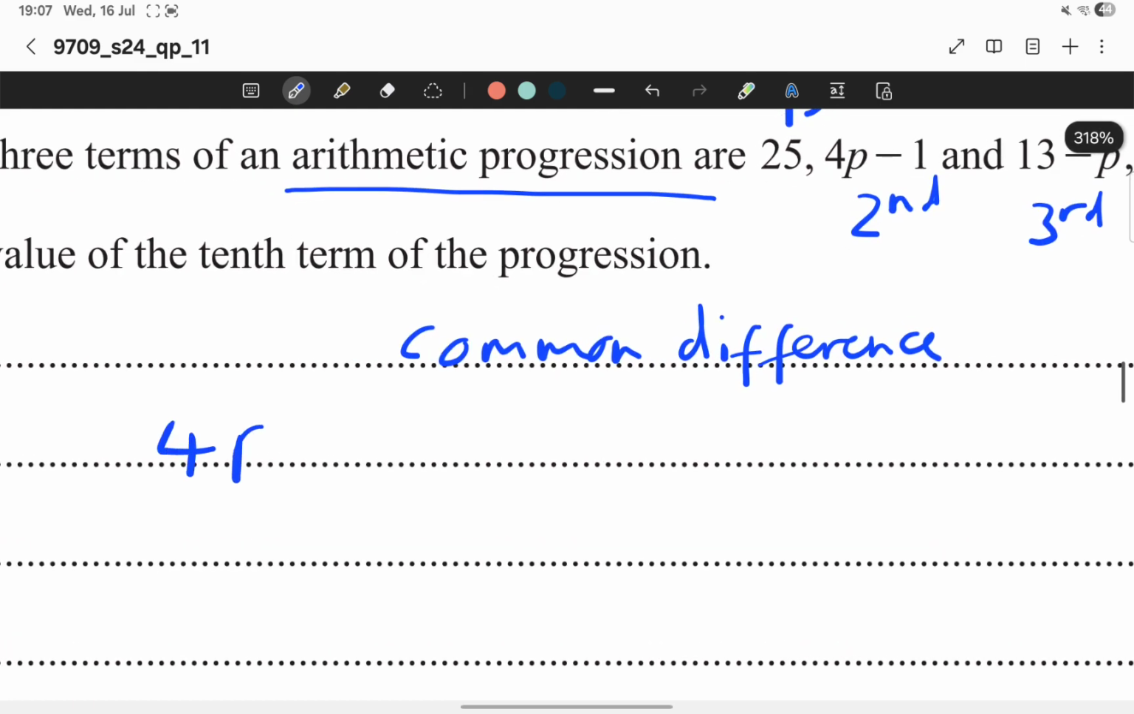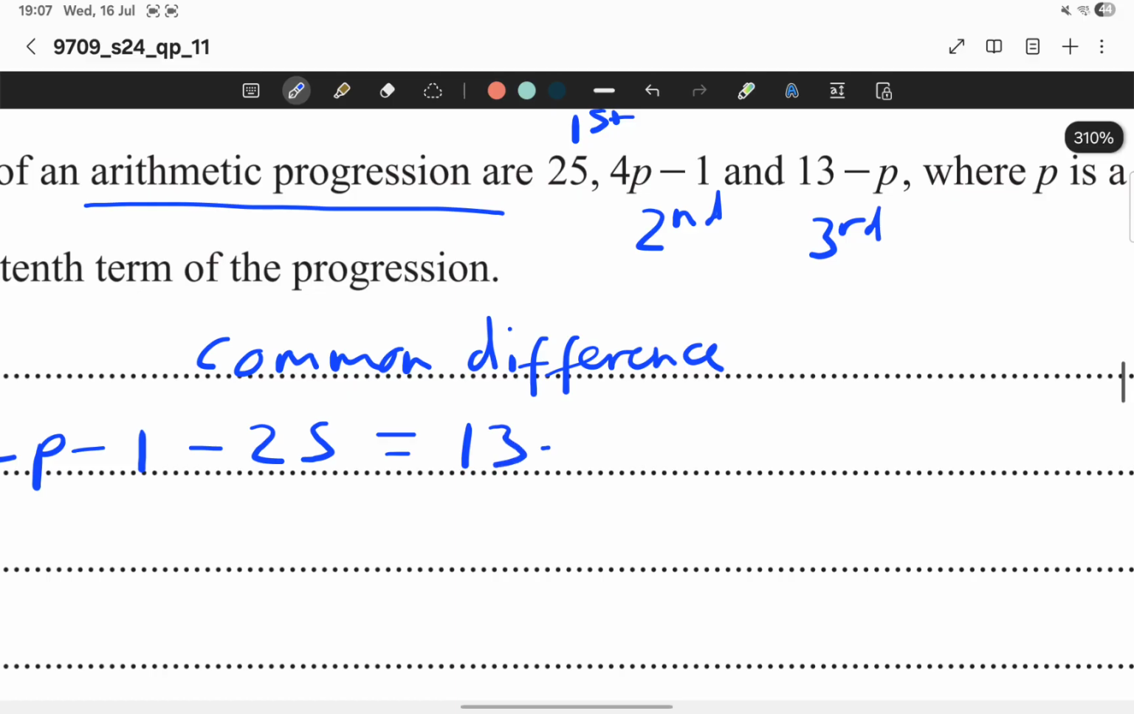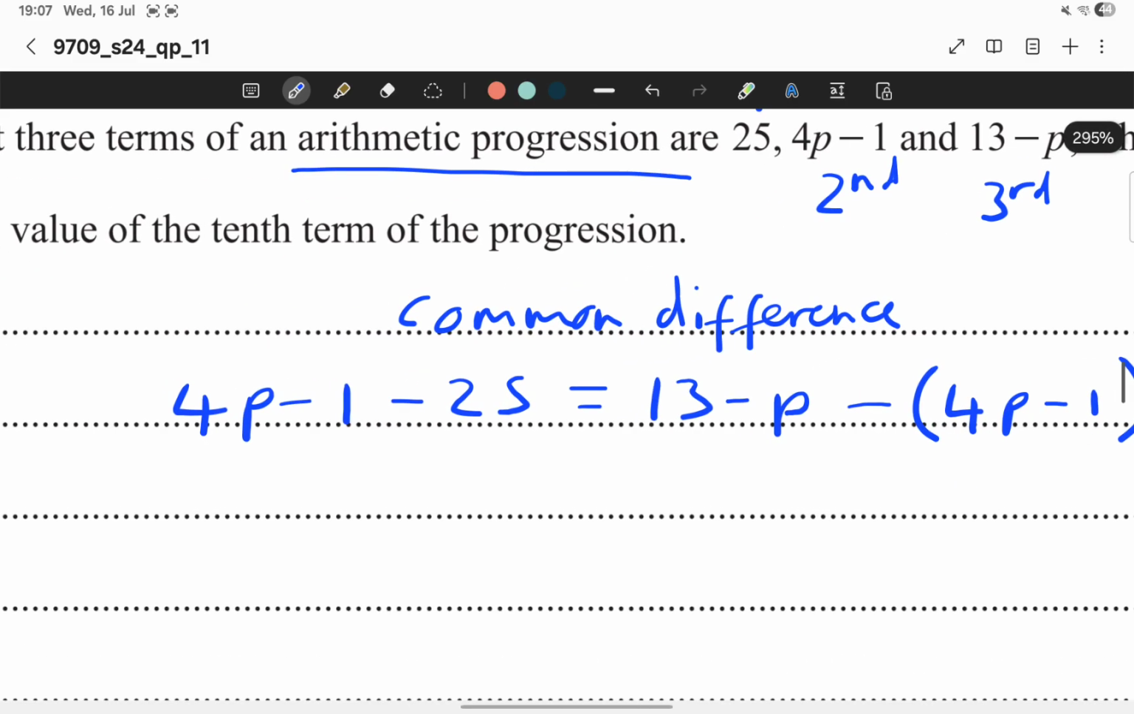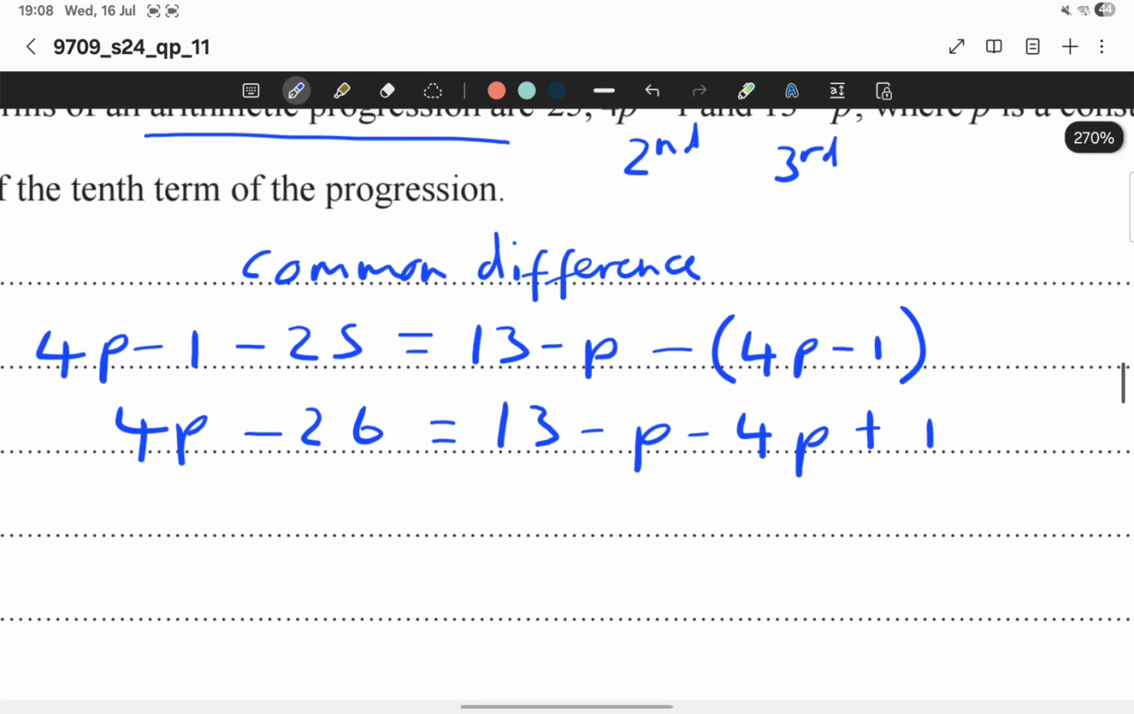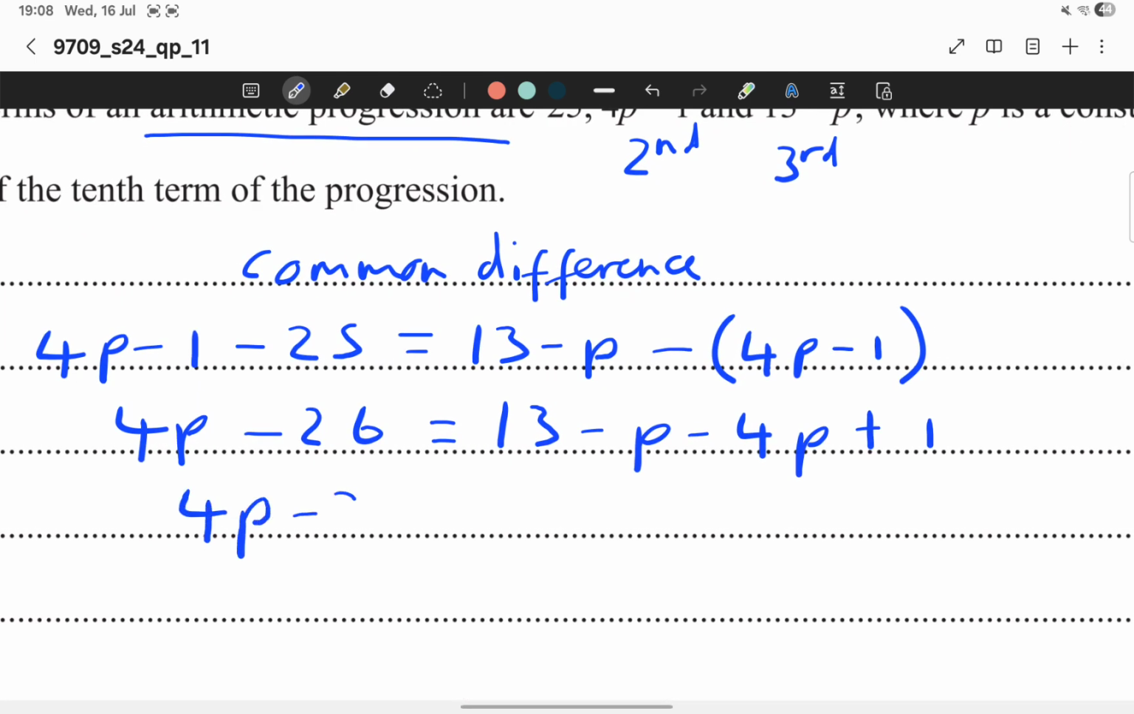So if we say 4p minus 1 minus 25, second term minus first, we should get the same difference as saying 13 minus p, which is the third term, minus the second term, 4p minus 1, right? And this will be 4p minus 26 equals 13 minus p minus 4p plus 1. And simplifying this, we get 4p minus 26 equals 14 minus 5p, since 13 plus 1 is 14, right?